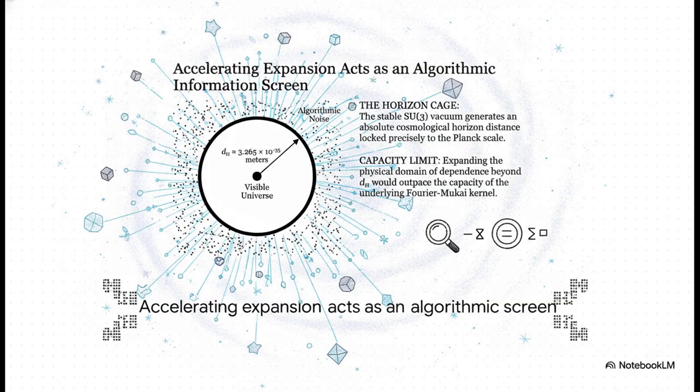And you know, this very protocol actually dictates the size of our visible universe. The universe generates an absolute cosmological horizon distance locked in at exactly 3.265 times 10 to the negative 35 meters. That's the Planck scale. Why there? Because the accelerating expansion rate of space acts as this hard algorithmic information screen. It's perfectly tuned to ensure that the maximum physical domain of dependence never outpaces the processing capacity of the underlying Fourier-Mukai kernel. The math is essentially telling us the visible universe is restricted in size strictly because the absolute Adele ring simply refuses to run a crashing simulation.